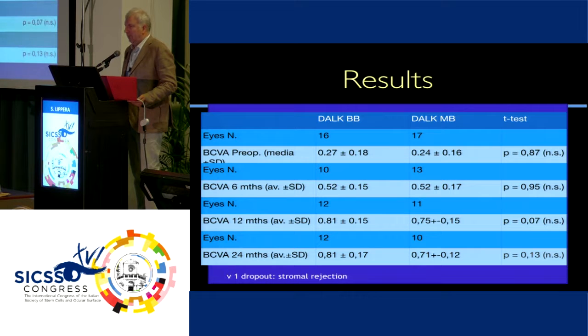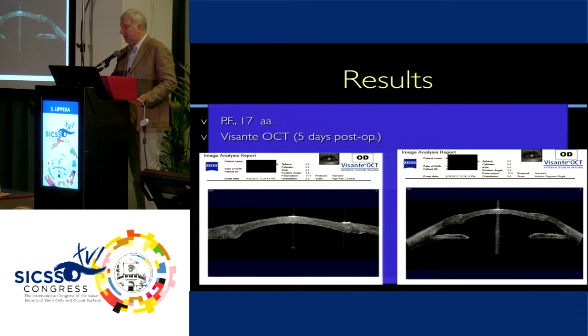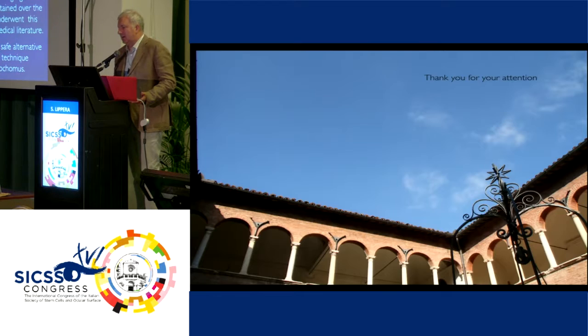The patients who received the big bubble had 8/10 in terms of Snellen lines, with the micro bubbles a bit more than 7/10. So I can conclude that DALK can provide very good outcome, and that the DALK procedure with a big bubble isn't that different from the micro bubbles or the pre-Descemet.